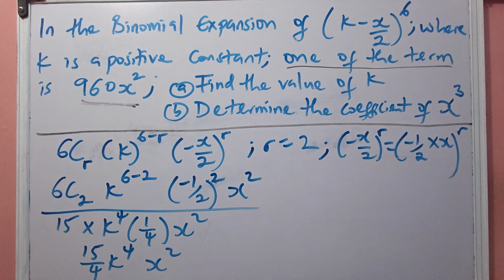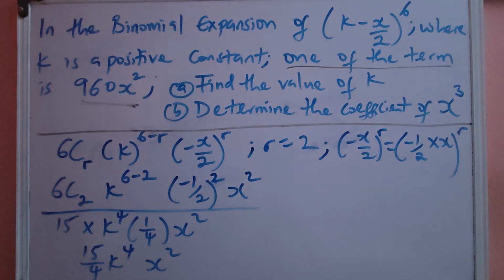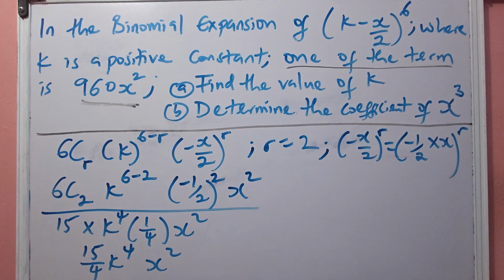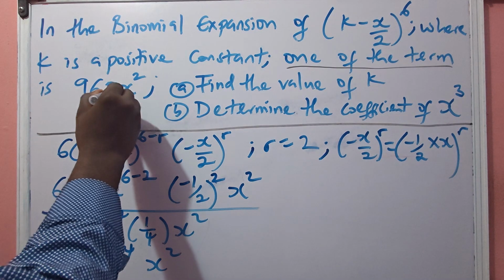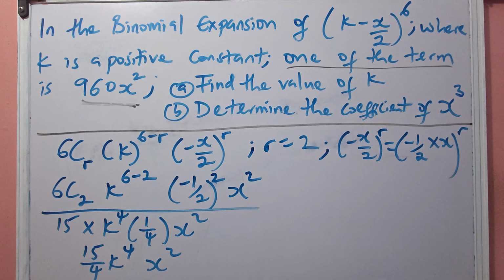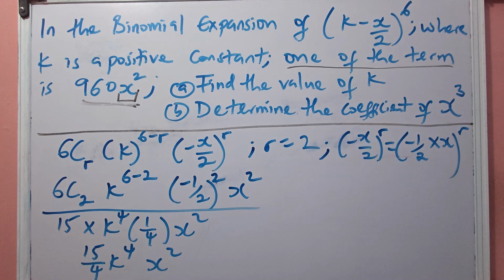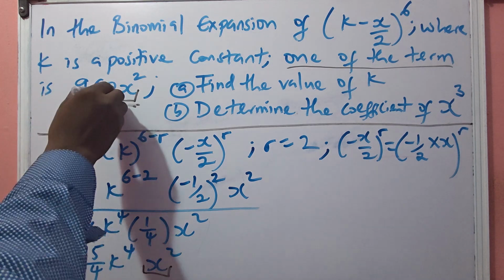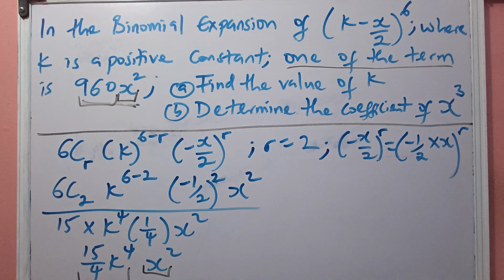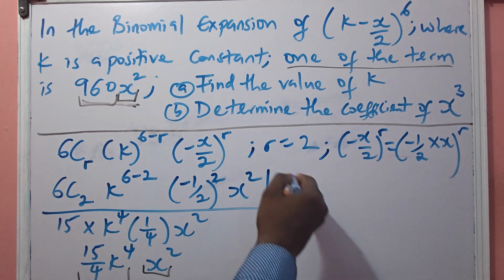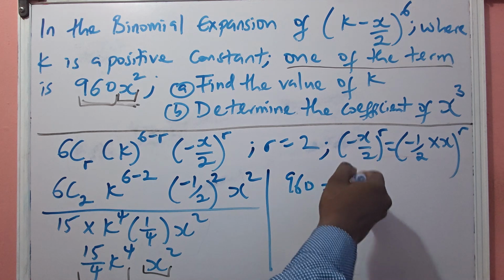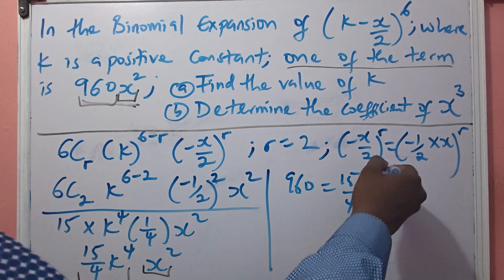And from what we got, we can get the value of k. Because you can see right here that we were told that one of the terms was 960 x squared, and we have x squared right here. So this 960 will be representing 15 over 4 k raised to the power 4. So we can say that 960 is equal to 15 over 4 k raised to the power 4.